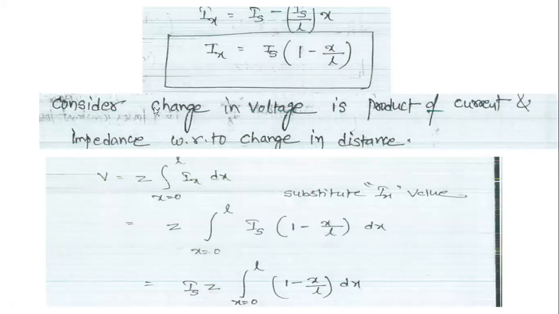Consider the change in the voltage is the product of current and impedance with respect to the change in the distance. Therefore, we are determining the total voltage drop. Then V is equal to Z integral X equal to 0 to L Ix into dx. Then integrate this: Is into 1 minus X by L into dx.